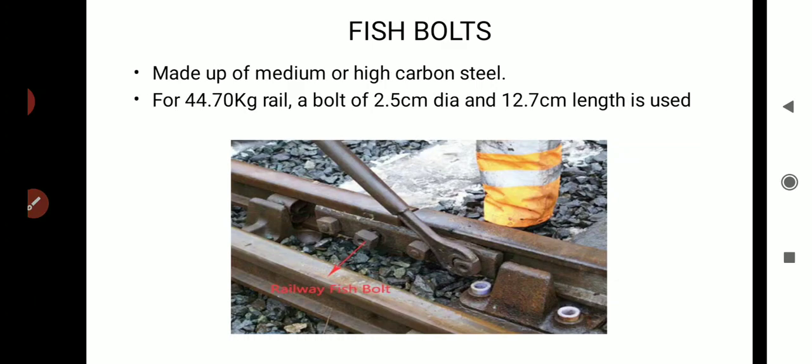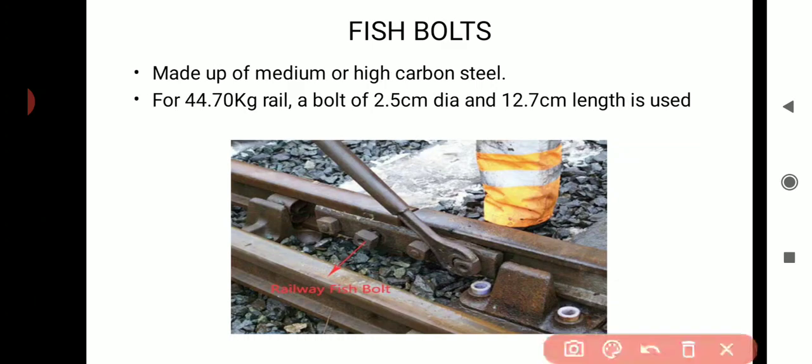Face bolts are generally made of medium or high carbon steel, and for a 44.7 kg rail, a bolt of 2.5 centimeter diameter and length 12.7 centimeter is used.